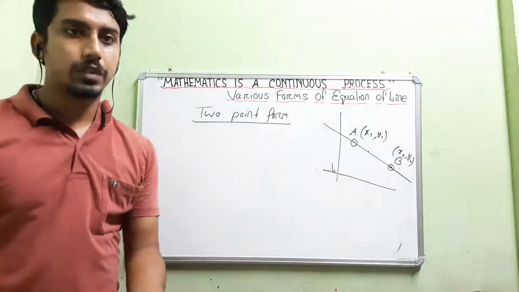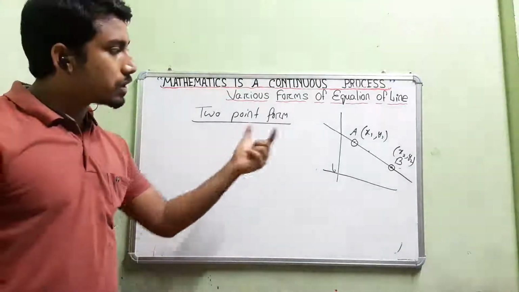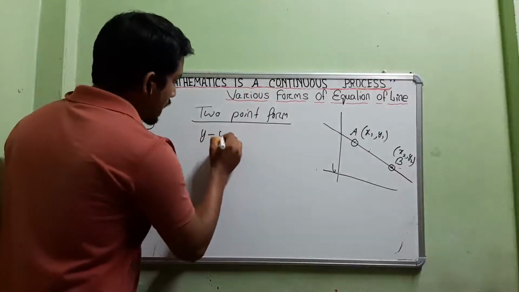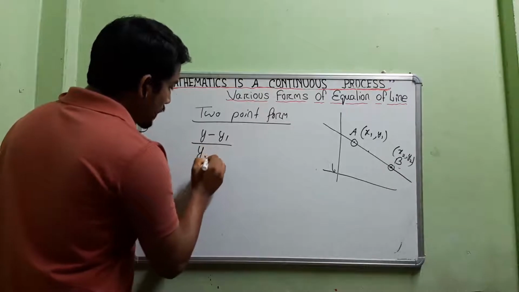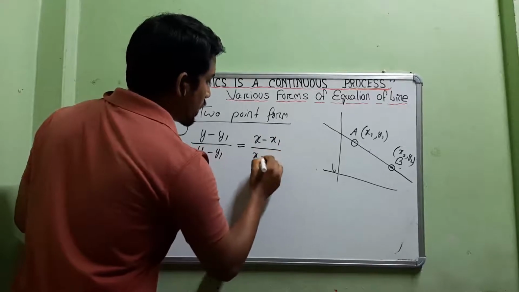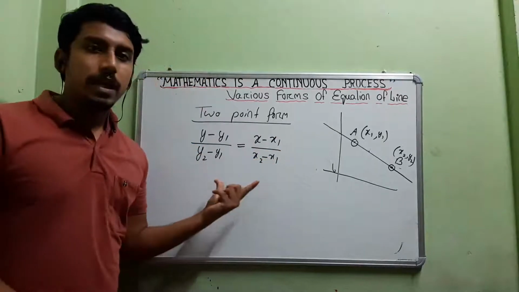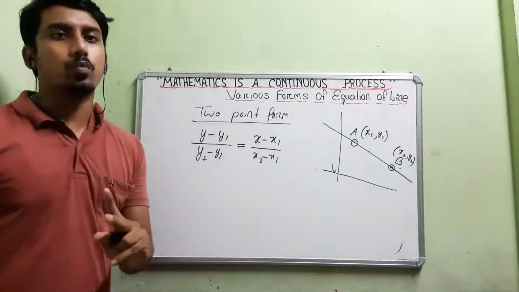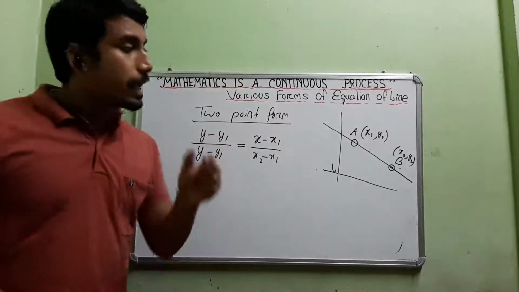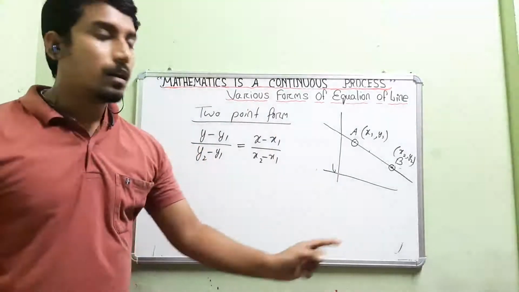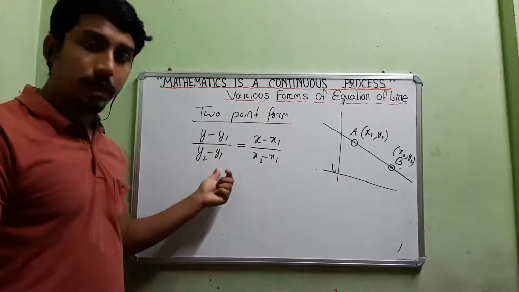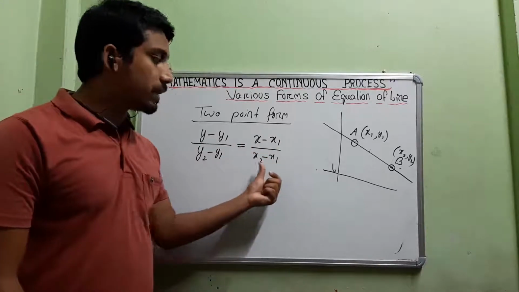Then what would be the equation of straight line? At that time we can get the equation of straight line using the 2-point form. What is the 2-point form for the equation of line? It is y minus y1 divided by y2 minus y1 equals x minus x1 divided by x2 minus x1. This is the equation of line if it is passing through any 2 points. If we know any 2 points on the line, we can easily find the equation of straight line using this format: y minus y1 divided by y2 minus y1 equals x minus x1 divided by x2 minus x1.